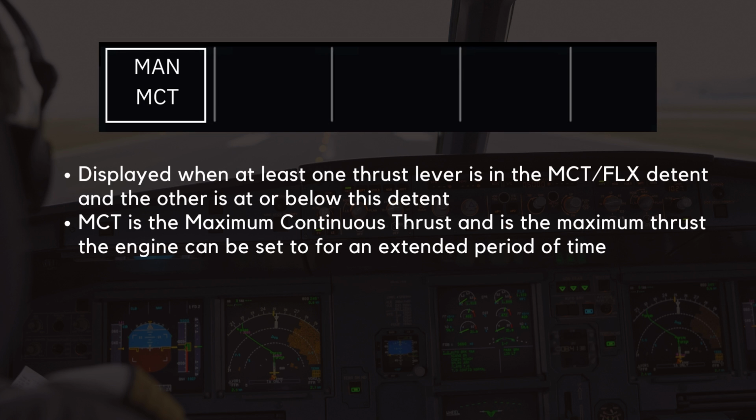Man MCT is displayed with white text surrounded by a white box. Displayed when at least one thrust lever is in the MCT flex detent and the other is at or below this detent. MCT is the maximum continuous thrust and is the maximum thrust the engine can be set to for an extended period of time.